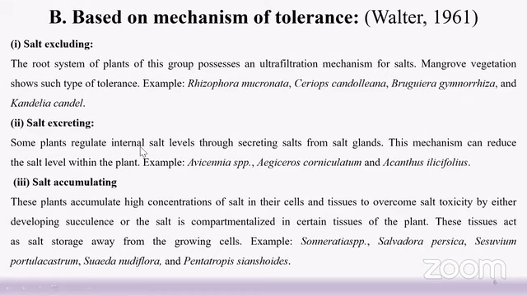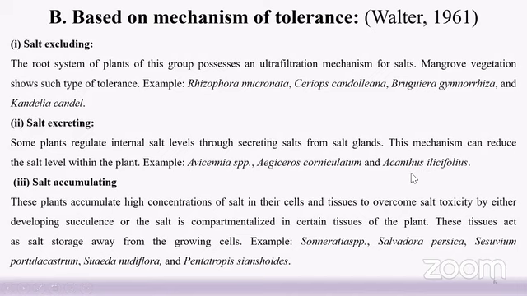Halophytes. Some plants regulate internal salt levels by secreting the salt from salt glands. They take up the salt inside them, and they secrete it outside through different types of glands. So they balance their pH and EC level inside the plant. This mechanism can reduce the salt level within the plant, like Avicennia. Many species examples are given here.